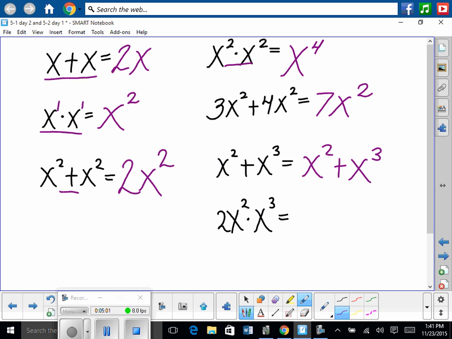Okay, what about this one? 2x... Could we do that one? Yes. When you multiply, you add your exponents. So 2x to the what? 2 plus 3 is 5. Okay, so we're all okay with that, right?